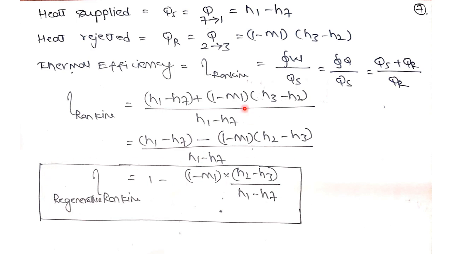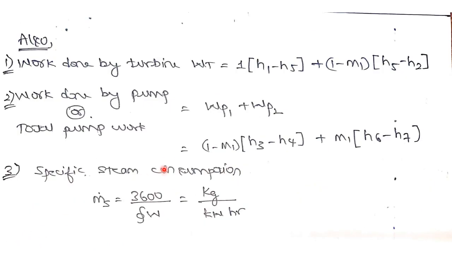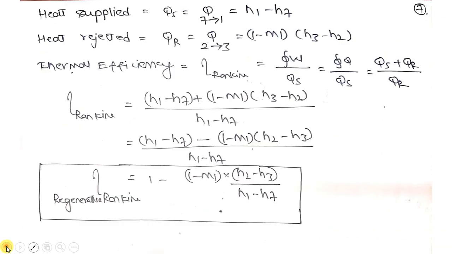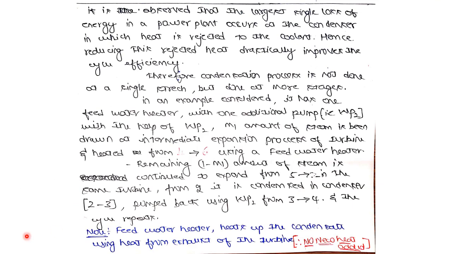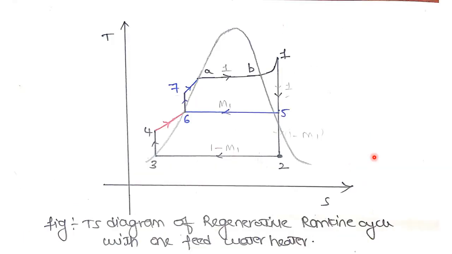Now, if I want to calculate the turbine work output and the pump work, how will you do that? Let us analyze by using a TS diagram. Here, how many pumps are there? There are totally 2 pumps, correct? One is from 3 to 4 and the other is from 6 to 7, correct? So 3 to 4, 1 pump, and 6 to 7, 1 pump. You need to add these 2 pumps to get your overall pumping work.